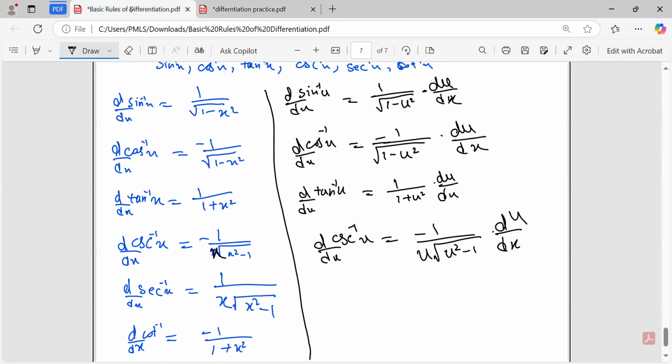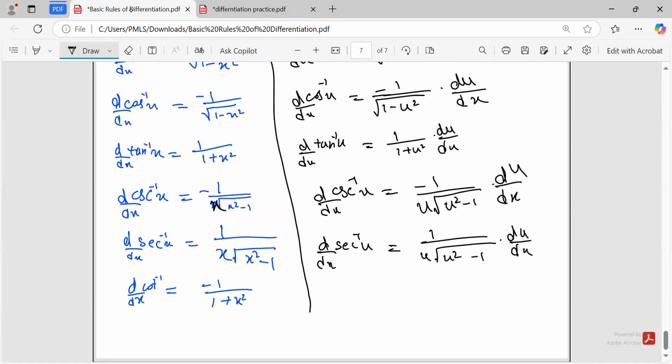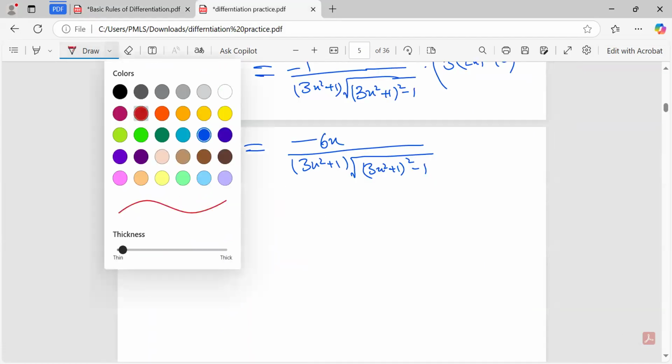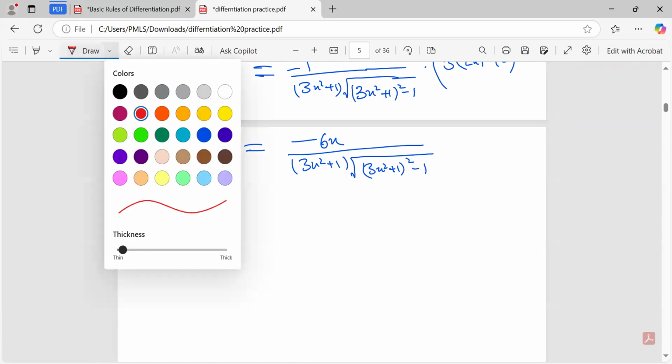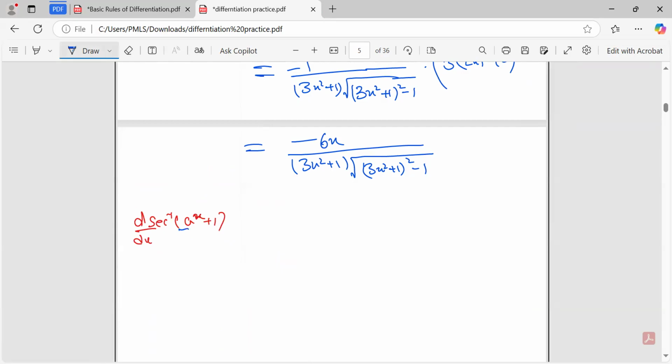In the same way, if you need to find the derivative of secant inverse u, that will be equal to 1 over u times square root of u square minus 1. And don't forget to take the derivative of u with respect to x. So I think you can do that. Now you understand the process. For example, if we take one example, d by dx of secant inverse, let's say here we have a to the power x plus 1. Again, inside we have a function. This is considered as our u.